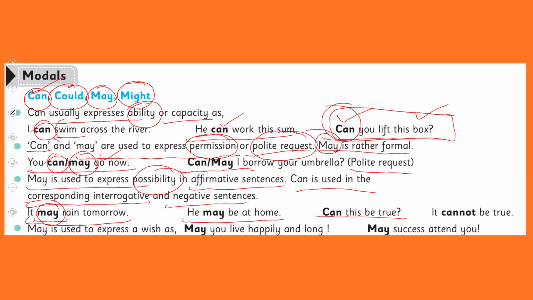Can this be true? Now here we use can because this is for showing a question form. It cannot be true. This is showing the inability of this happening. So whether you want to show ability or inability, or if you want to show possibility or chance of something happening, then my dear learners, you can use these different kinds of modal verbs according to the situation.